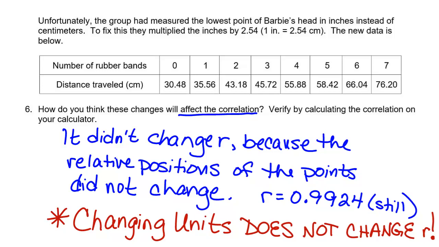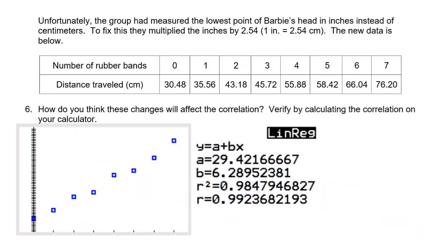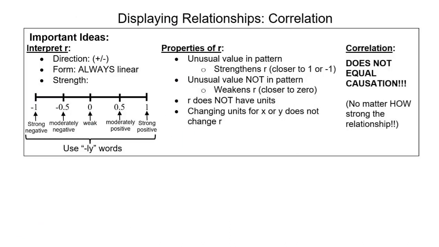Changing units will not ever change R. So our big takeaways from today, go ahead and flip it over to the back side. When we're interpreting the R value, R can be a positive number or a negative number. So we're always going to have direction.